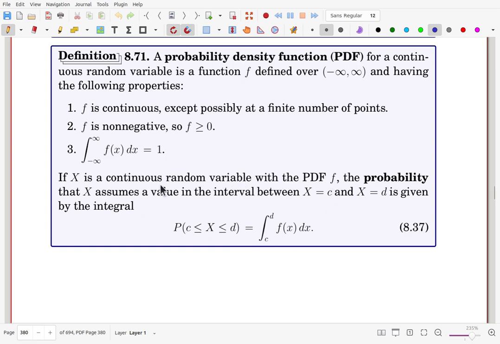Okay, here, if X is a continuous random variable with the PDF f, then the probability that X is between C and D can be found through this integral from C to D of f of x, the PDF. Now we can denote the probability in this way: probability that X has a value between C and D.